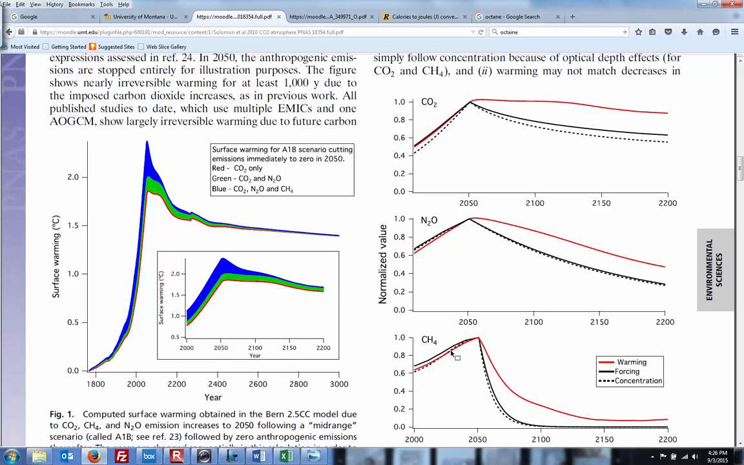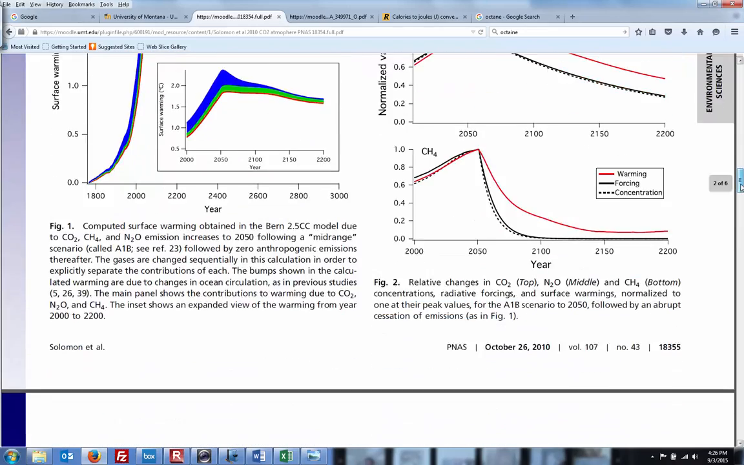It's a more powerful greenhouse gas in that the band gap at which methane absorbs the energy from the earth that's radiated back into space hangs on to that energy more tightly than CO2 or N2O, and thus this type of curve. But that's really the big picture on this paper.